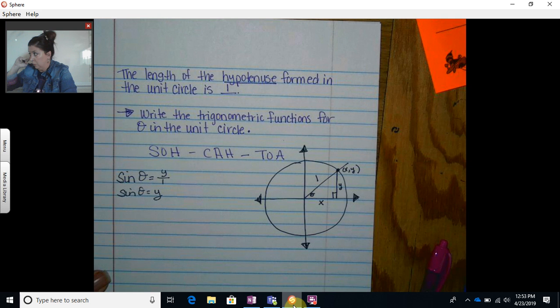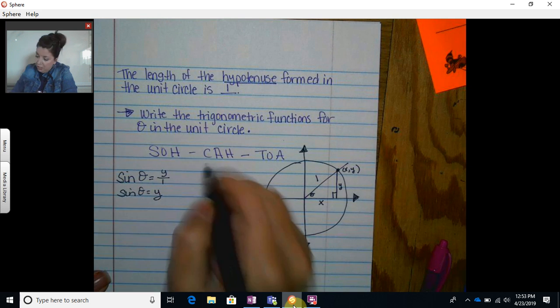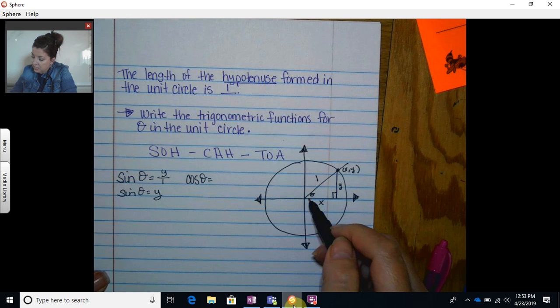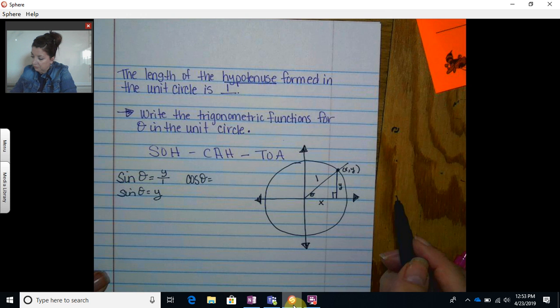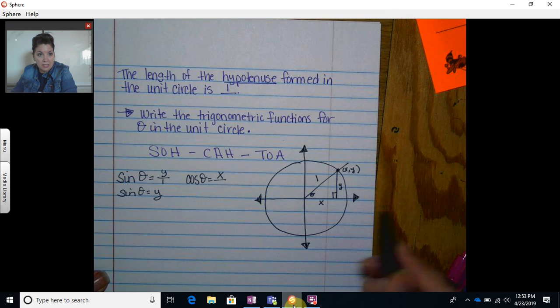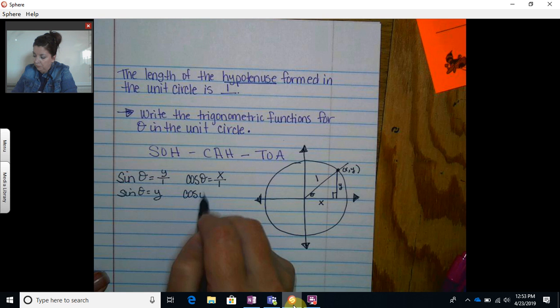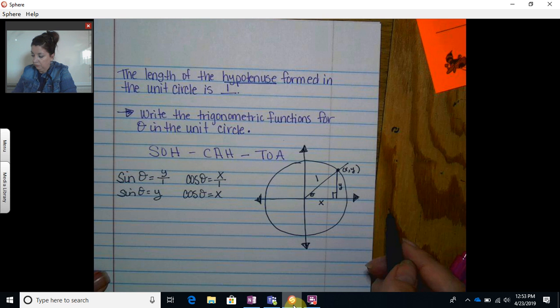Okay? So your cosine of theta is going to be adjacent over hypotenuse. What leg is adjacent to theta? X. And what is the length of the hypotenuse? 1. So x divided by 1 is just x, right? So if you were asked for the cosine of theta, you would just need to know the x value if you're talking about the unit circle.